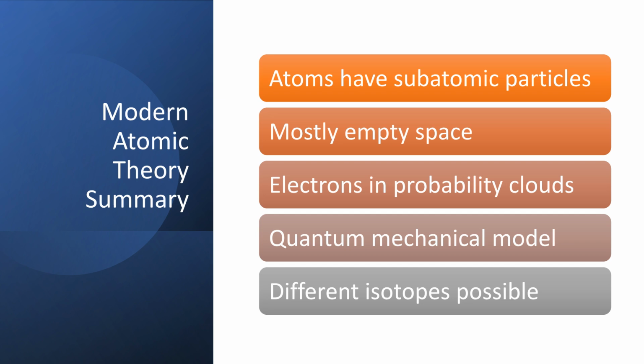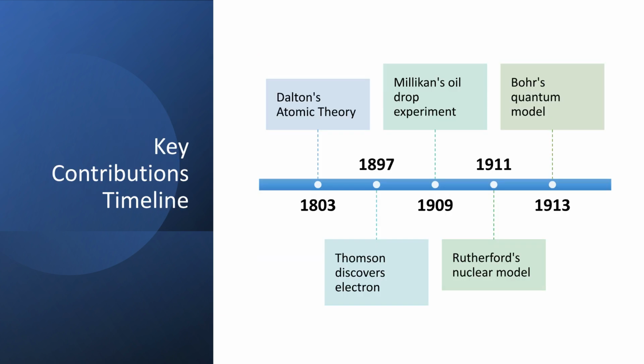In summary, modern atomic theory recognizes atoms are mostly empty space containing subatomic particles. The quantum mechanical model describes electrons residing in probability clouds, and elements can have different isotopes. Key contributions to atomic theory include Dalton's theory in 1803, Thomson's discovery of the electron in 1897, Millikan's experiment in 1909, Rutherford's nuclear model in 1911, and Bohr's quantum model in 1913.